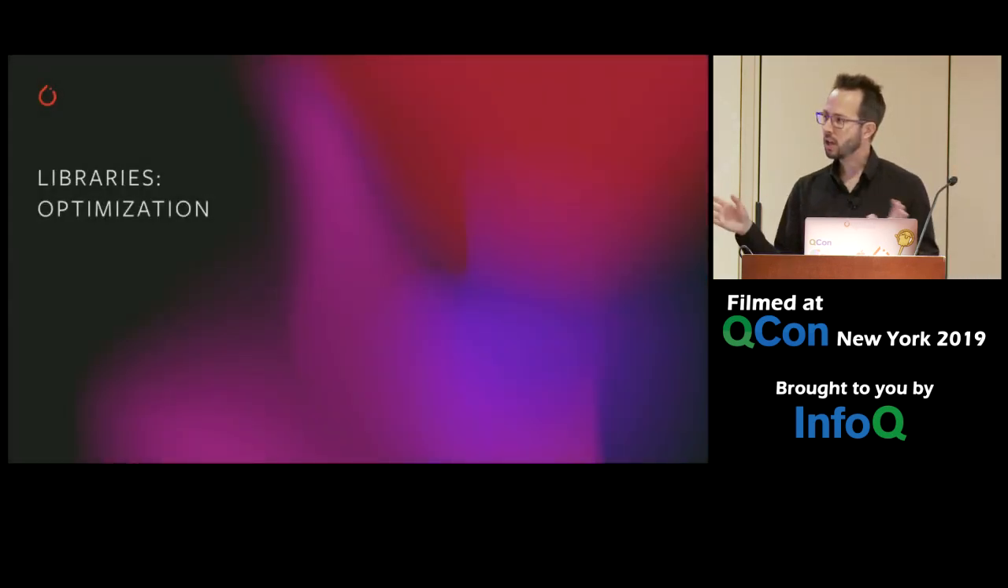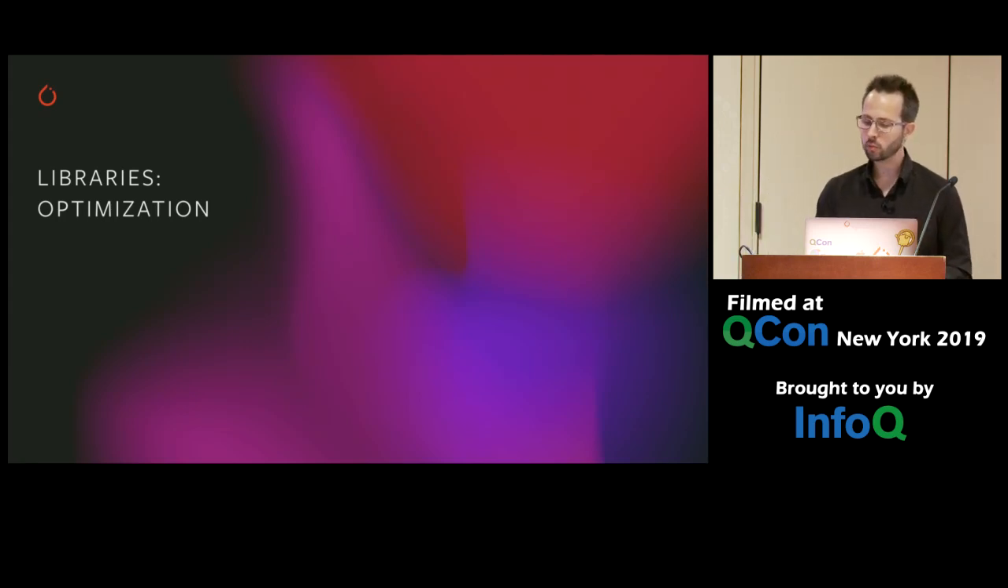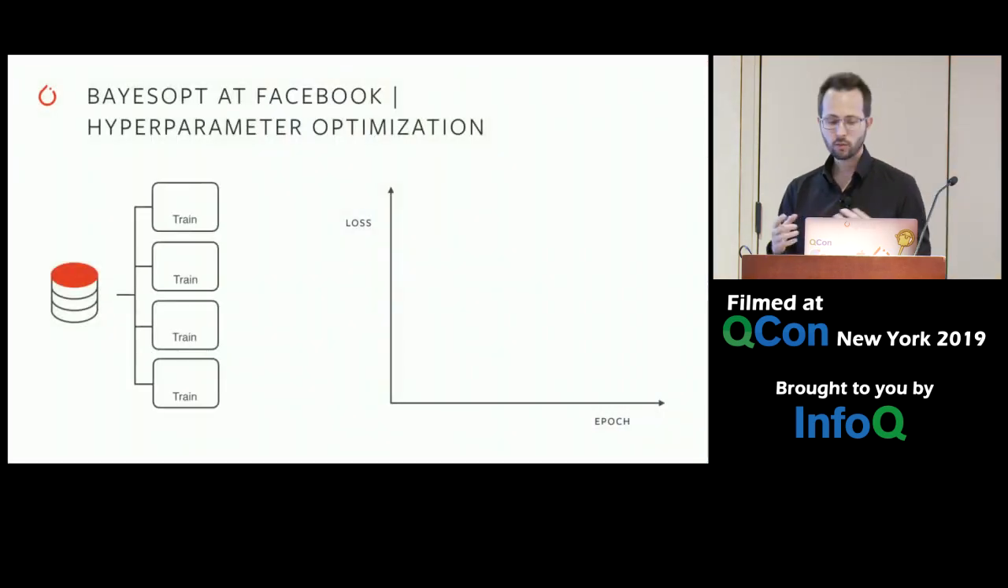Okay, I want to talk a little bit more about the broader ecosystem. I'm going to talk about a few libraries that came out of Facebook that are focused on optimization problems. And they're both focused on techniques derived from Bayesian optimization. And so Bayesian optimization is a statistical technique distinct from deep learning. The example problem I'm going to talk about here is hyperparameter optimization.